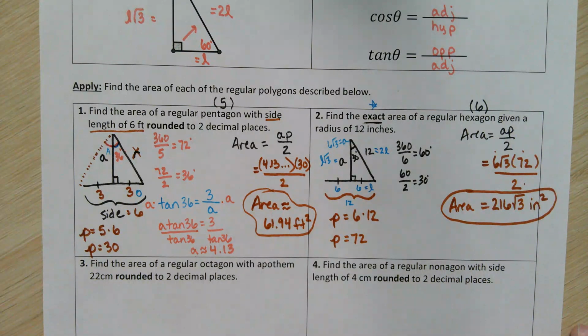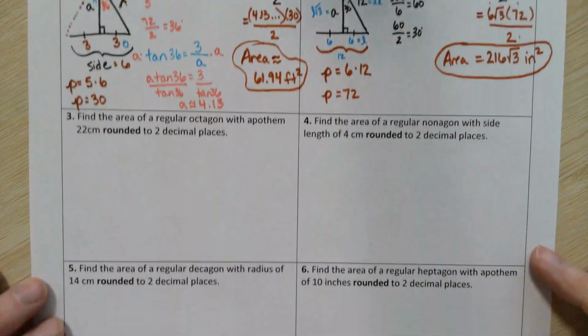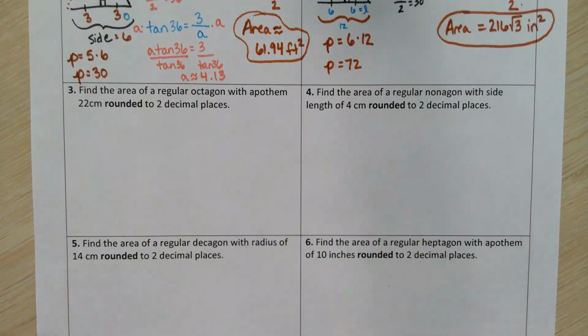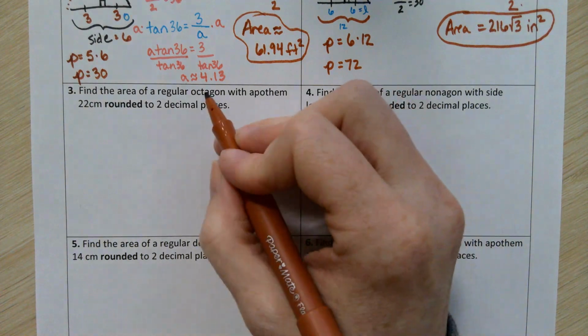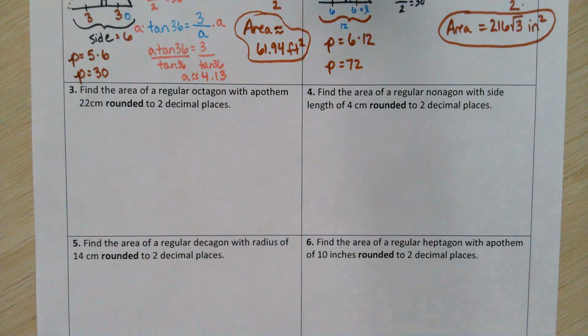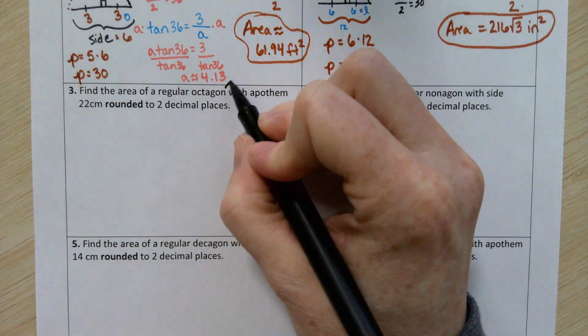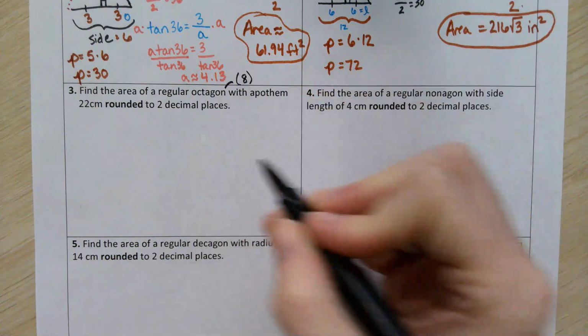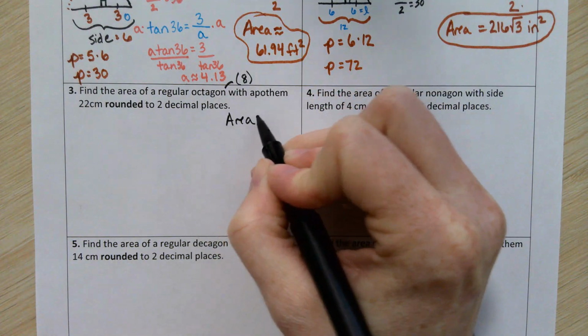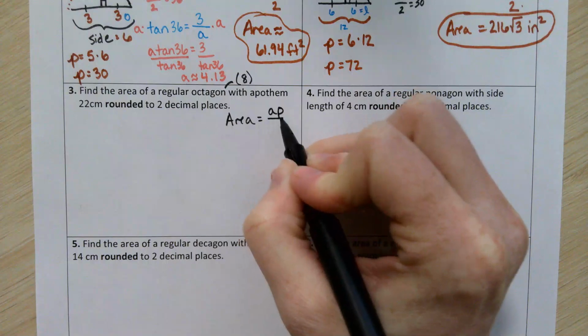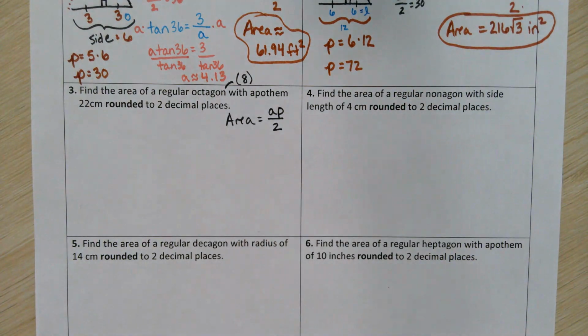All right, onward we go to example 3. This time we're dealing with the area of a regular octagon. So that means we're going to end up dealing with 8 sides. But our area formula doesn't change. Anytime it's a regular polygon of any type, apothem times perimeter divided by 2 is the goal.